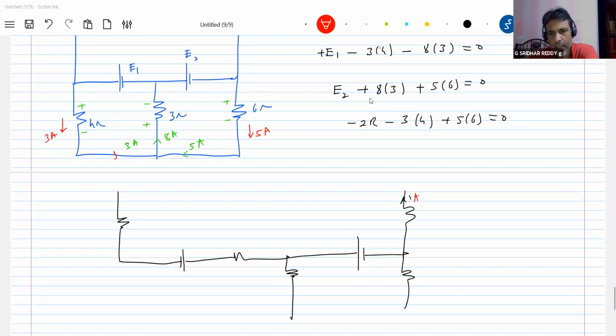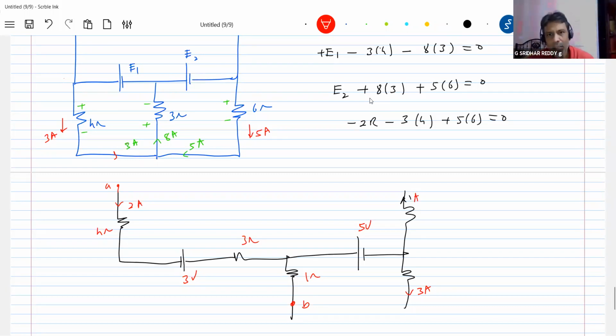There's a 1 ampere, there's a 3 ampere, there's a 5 volt, there's a 1 ohm, 3 ohm, 3 volt. You have to calculate, sorry, the potential difference between these 2 points, A and B. You have to find out VAB.